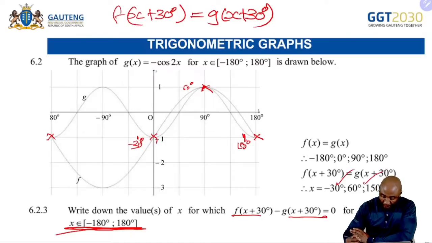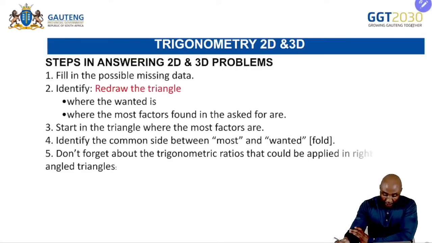And the other 2 are also 1 mark. So we should be able to get that by interpreting the graph, not by doing calculations. Now we move on to trigonometry in 2-dimensional or 3-dimensional problems.